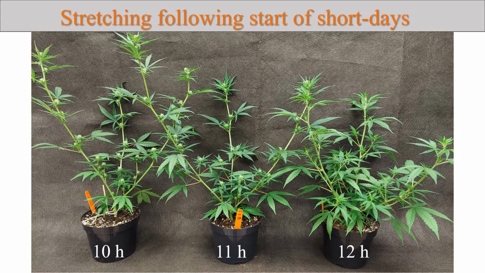We have found with Sunset that stretching actually correlates really nicely with the highest intensity of flowering response here. Now, of course, this stretching is not ideal, so other methods to control size can be used, such as pinching after the start of short days.